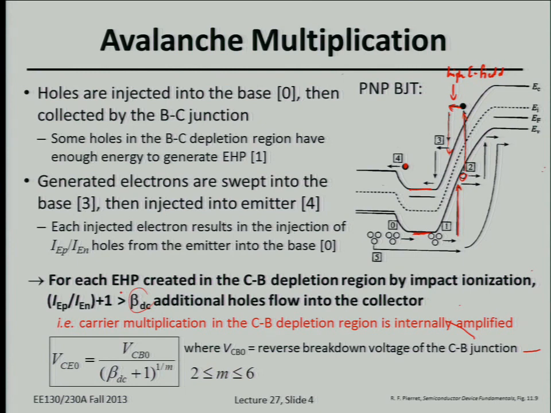This factor of M is just empirical. M is anywhere between 2 and 6, as indicated on this slide, but it depends on the geometry of the junction, like how sharp or rounded the corners of the junction are and so on. So this is just an empirically determined factor, M.